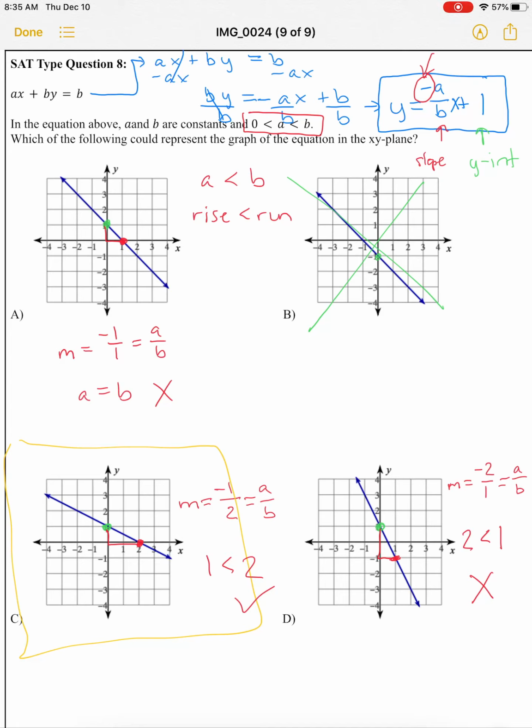So hopefully after going through these 8 SAT type questions today, you understand linear functions a little bit more and how they can be applied and the different types of questions that may be asked of you on an SAT or even PSAT in the future.